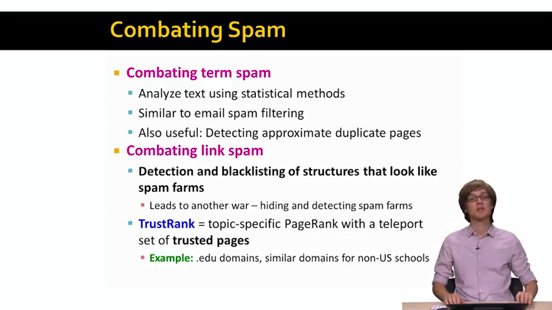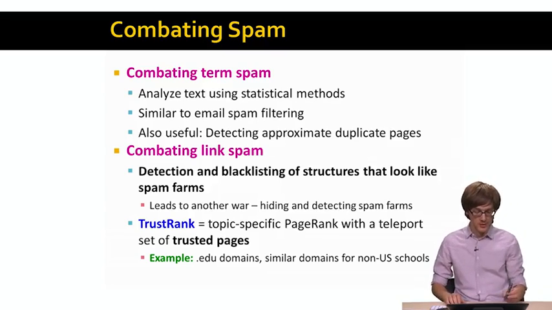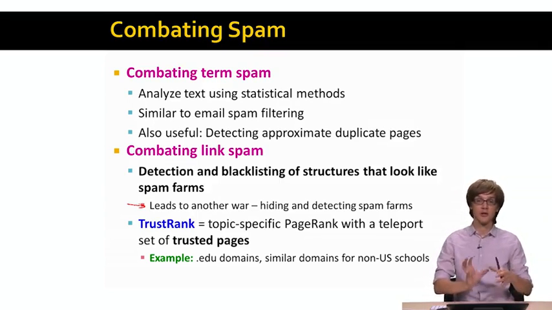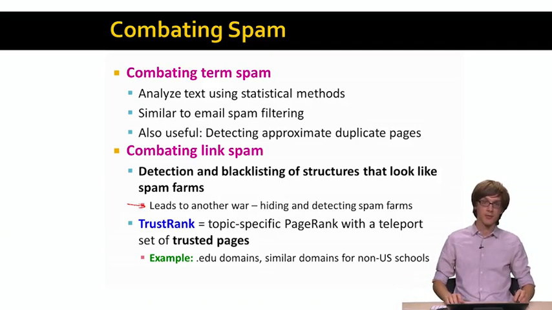The idea here is basically that we would want to detect or blacklist a set of graph structures on the web that look like spam farms. In particular, the problem here is that this leads to another war. If we have such a filter that tries to identify structures that look like spam farms, then spammers would try to hide themselves and we would have to update that blacklist, and everything would go back and forth. So we need a more universal solution.